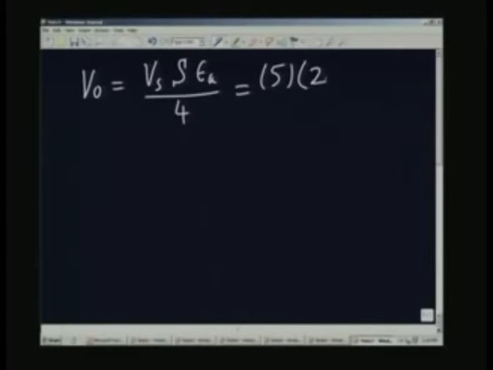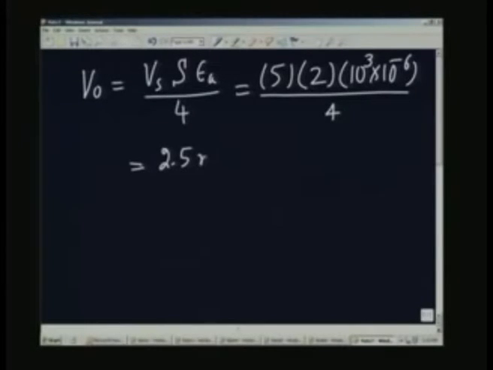So, the output voltage is given by Vs into S epsilon A divided by 4. This is for a quarter bridge circuit. So, we can substitute: this will be 5 volts, S is 2, epsilon A is 10 to the power of 3 microstrains, so 10 to the power of 3 multiplied by 10 to the power of minus 6, divided by 4. This gives 2.5 millivolts as the output.